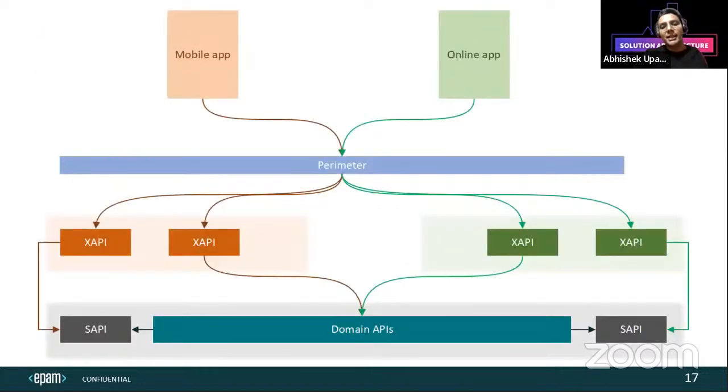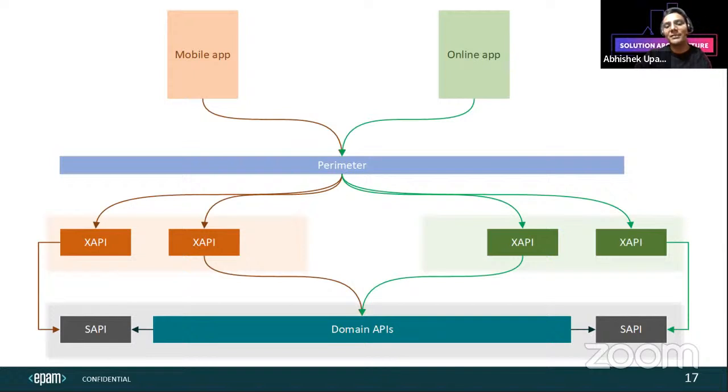So if we take this, we can say that, okay, we have a mobile application and we have an online application. There is a common perimeter, and we have separate experience APIs for mobile and separate experience APIs for the online application. But they can interact with the common downstream domain APIs. There can still be some system APIs, but the experience APIs are different. It might feel that, okay, this is fine, but many times there will be common code between the two experience APIs, one for mobile and one for online.